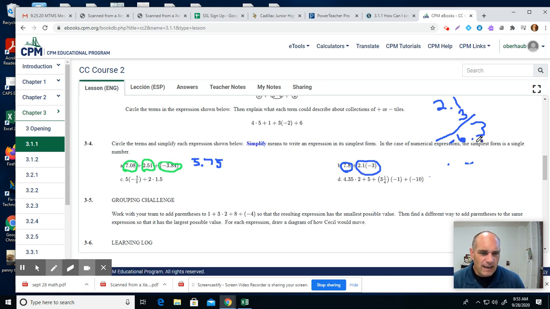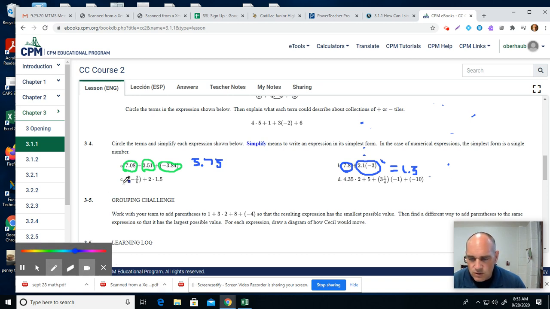Now I need to combine that with my 7.8. So I've got 7.8, and I've got 6.3. Since the signs are different, that's a positive, that's a negative. I'm going to subtract these, and that gives me 1.5. My biggest number is positive, so my answer is positive. So this becomes a positive 1.5 as I'm doing that. And let's erase these, and we'll move on to C.